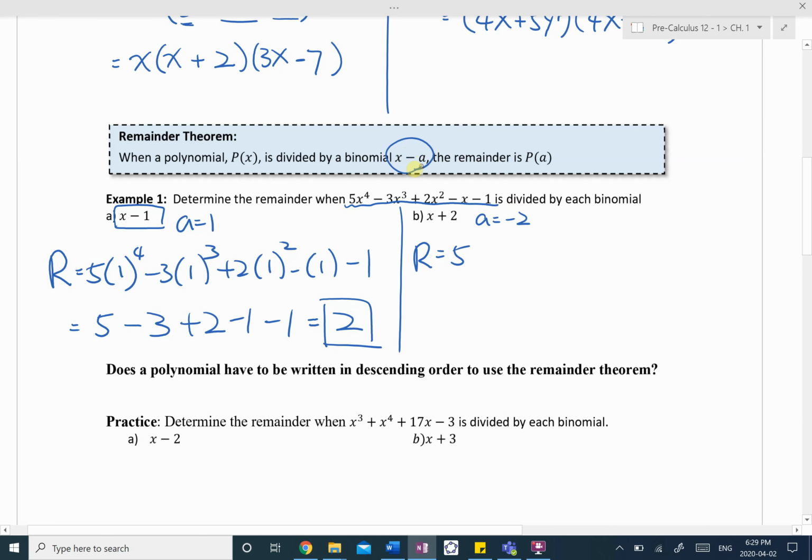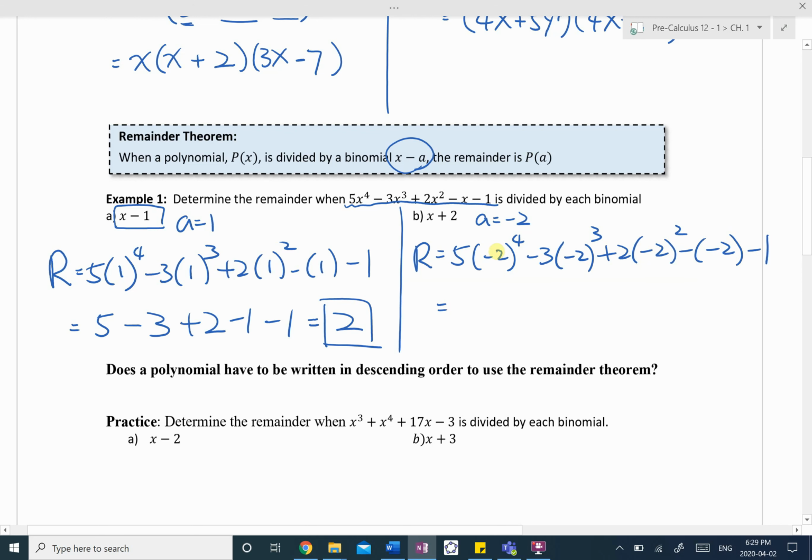Okay, we're looking at x minus a, but we have x plus 2. So a is negative 2. So put in negative 2 into the x cubed plus 2 times negative 2 squared minus negative 2 minus 1.